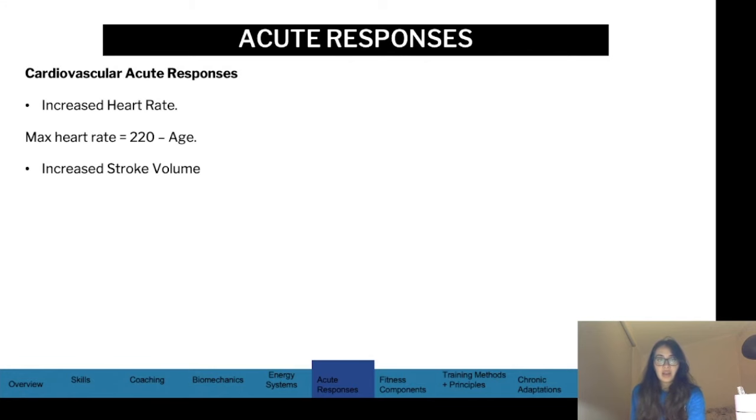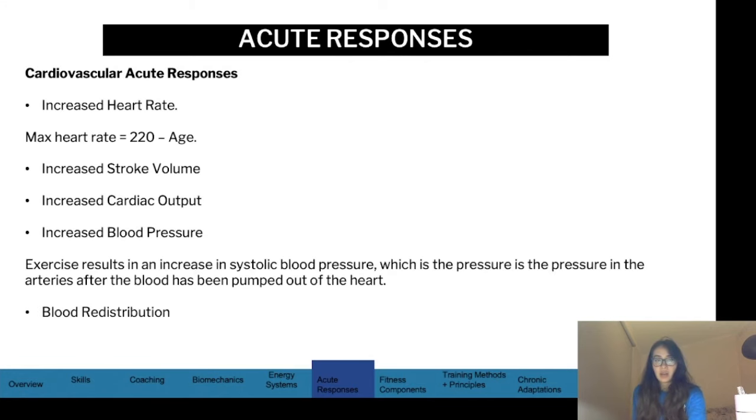But there's a bunch of cardiovascular ones, like increased heart rate, stroke volume, cardiac output, blood pressure, etc. Once again, pick the easiest one. You don't get extra points for picking something which is harder. So just pick something you can actually understand.